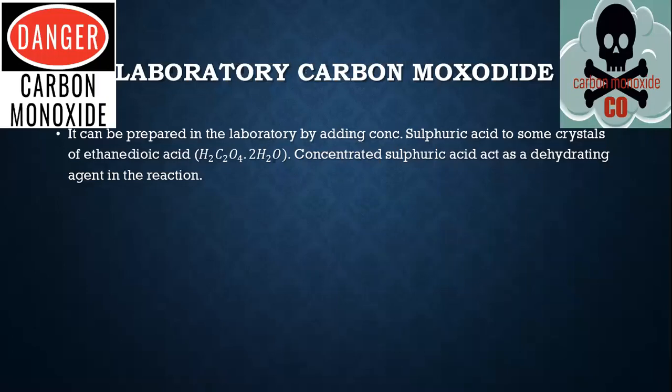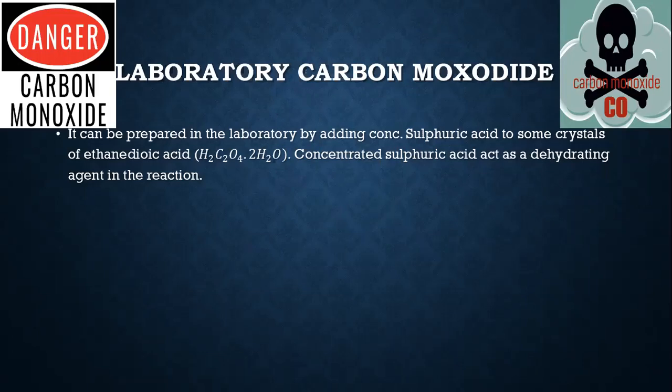Tetraoxosulfate 6 acid. Yeah, beautiful. That's what we also call sulfuric acid, right? So when you react concentrated sulfuric acid on crystals of ethyl dioic acid, this is the chemical formula of ethyl dioic acid. It's hydrated. When that is done, it leads to the formation of CO, CO2, and water. So three products will be formed: CO2, which is carbon 4 oxide, CO, carbon monoxide, and H2O.